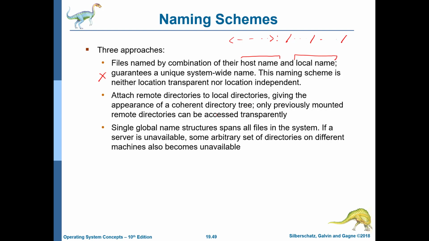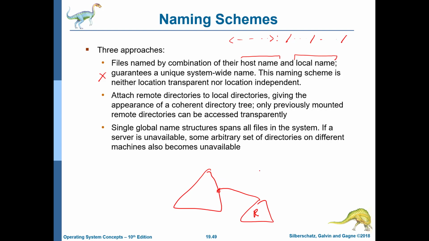The other is that we follow an NFS kind of mounting approach where we have a local file system. We take a remote file system and we mount it on our system. So in this case, we are attaching remote directories to local directories. We are giving the appearance of a coherent structure, and basically there is a path system. So previously mounted remote directories can be accessed transparently, location transparent no doubt, in the sense that we don't actually get to see it.